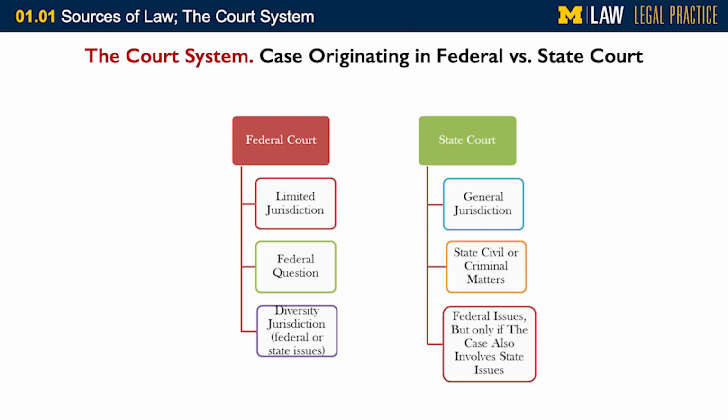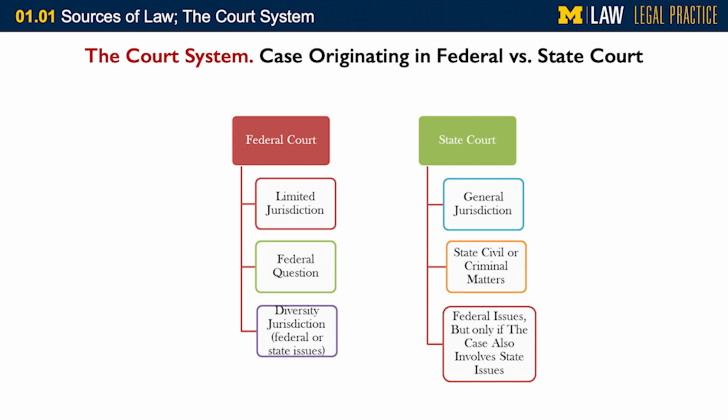Unlike in federal question cases, in diversity jurisdiction cases, it doesn't matter if the underlying legal issue in the case is federal or state. The federal court can still have jurisdiction. So, what originates in state court? Well, pretty much everything else.